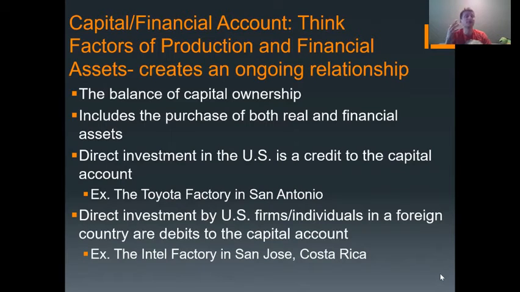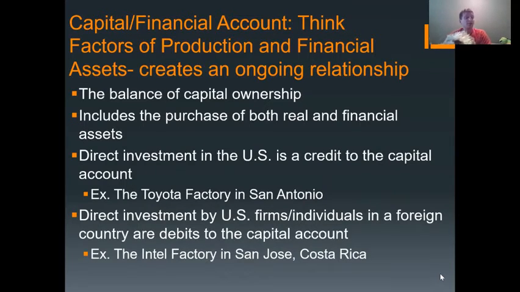The capital financial account's a little bit trickier. Here you're thinking factors of production and financial assets. It creates an ongoing relationship, is sort of the easy way to think about it. So it includes the purchase of both real and financial assets. So if you think bonds and stocks and things like that, that counts. But so do factories. So direct investment in the U.S. is a credit to the capital account.